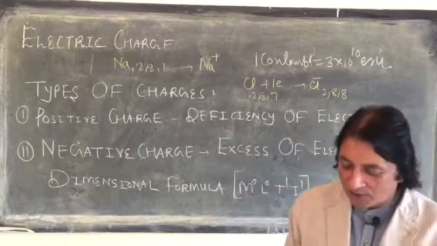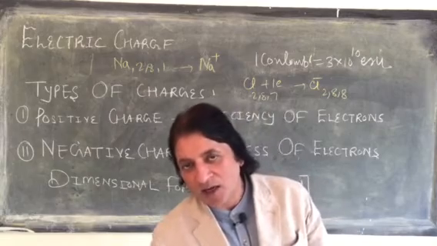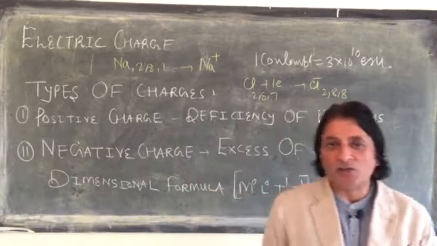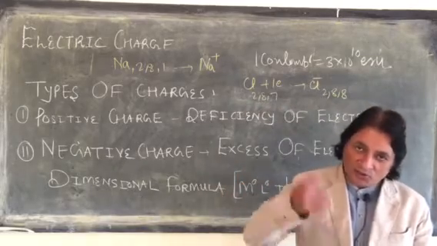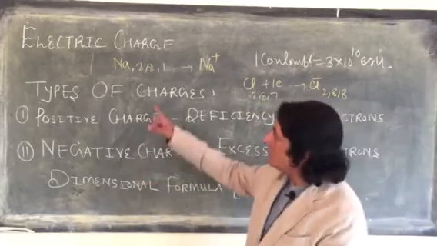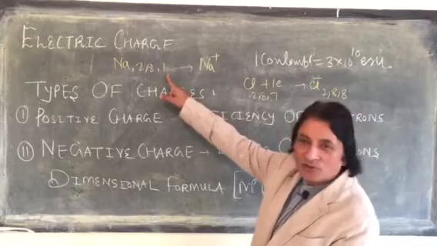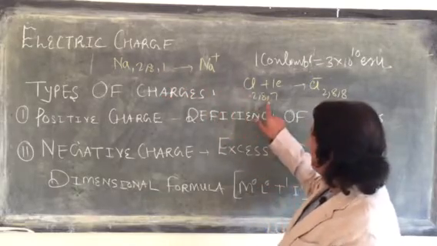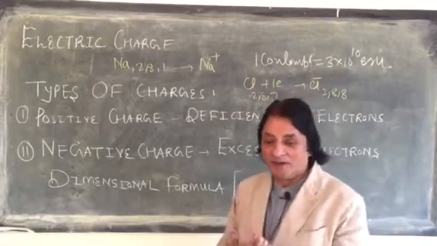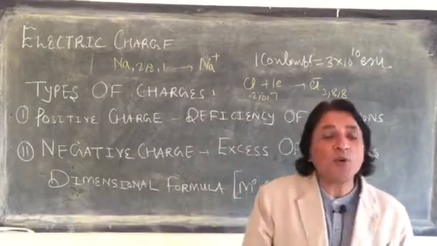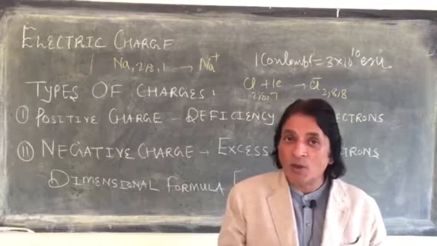So, dear students, charge is basically a scalar quantity. It is not a vector quantity, and charge is transferable. Like in sodium, electron is transferred to chlorine, and Na plus Cl minus becomes NaCl. Charge is quantized.